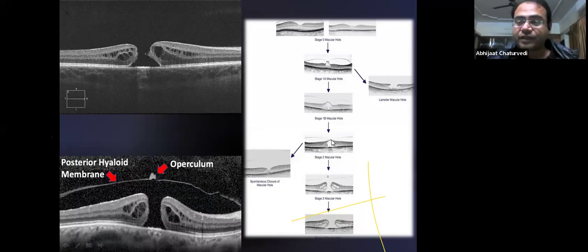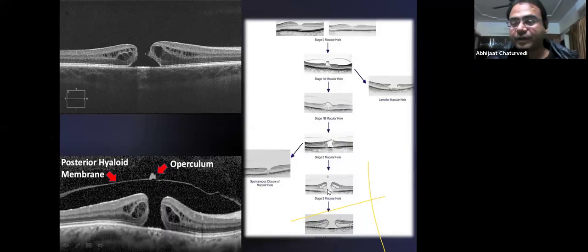In stage 2, you see that it has opened up from here. A macular hole has formed, though the size is very small. Now comes the differentiation between stage 3 and 4, which you can't do just by having a clinical look. You need an OCT for that.